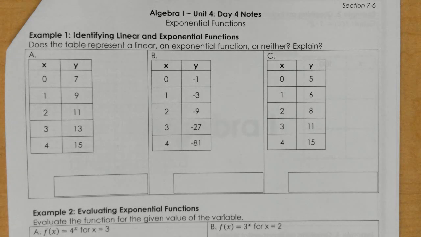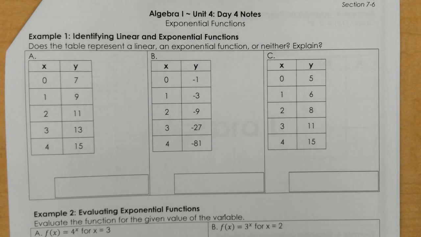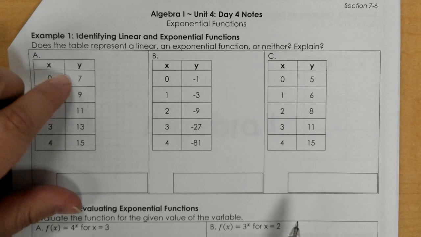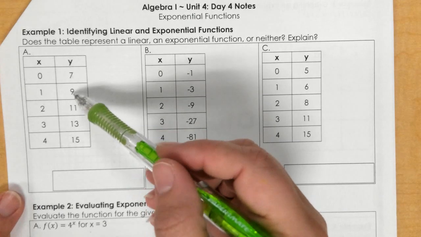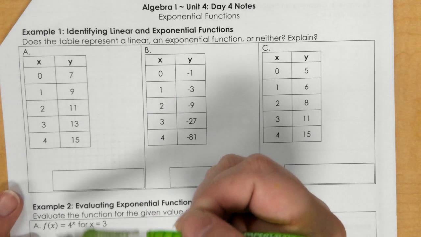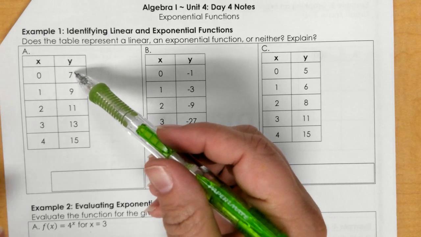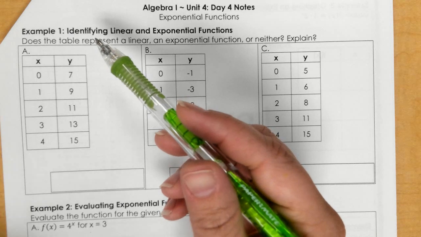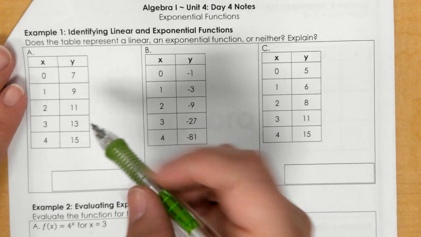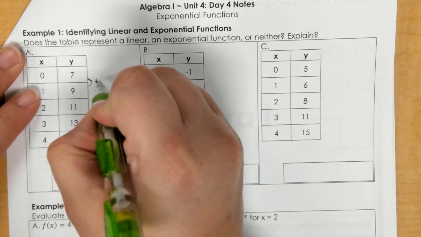For day 4 notes, example 1, it says, does the table represent a linear and exponential function or neither? And explain why. So for the first one, we're going to look at the y column. And we want to know what kind of pattern exists between 7, 9, 11, 13, and 15. So I first want to look and see, okay, from 7 to 9, it increases. Well, how much does it increase? It increases by 2.